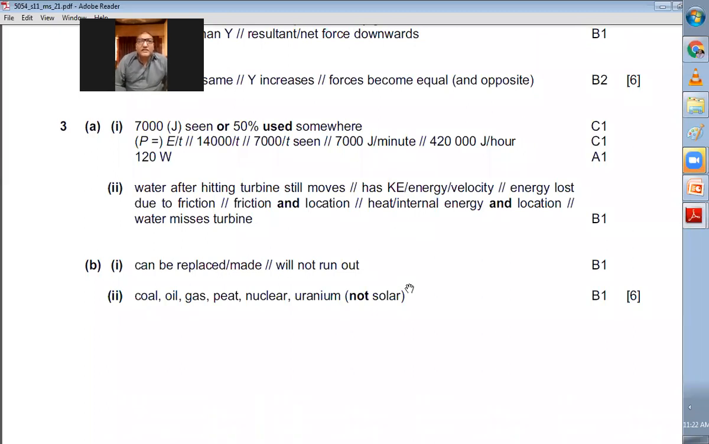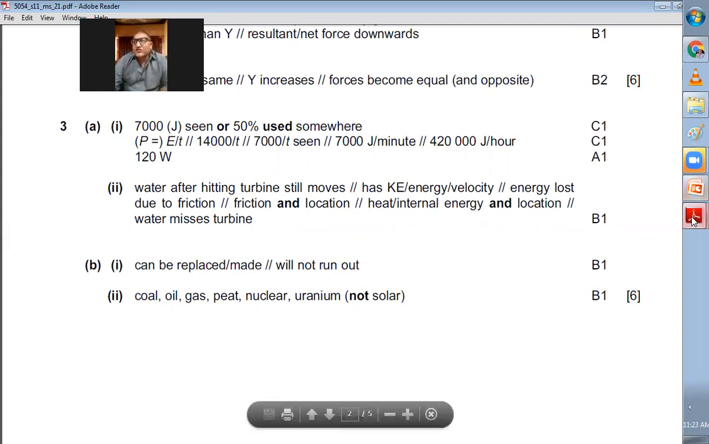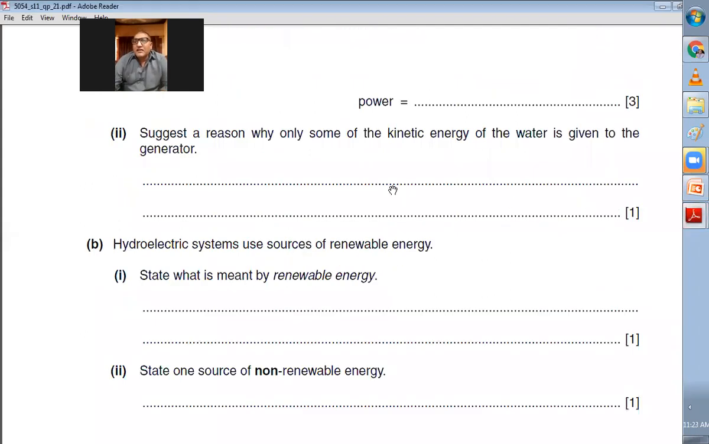Water after hitting the turbine still moves, has kinetic energy, velocity; energy lost due to friction and sound. Some energy is used to overcome the friction in the bearings of the turbine and in the bearings of the generator. So the marking scheme is showing this, and I hope that you can write this answer. So let's move to the next part.